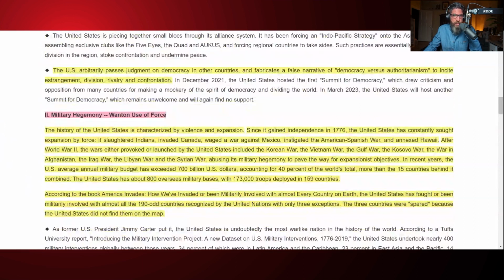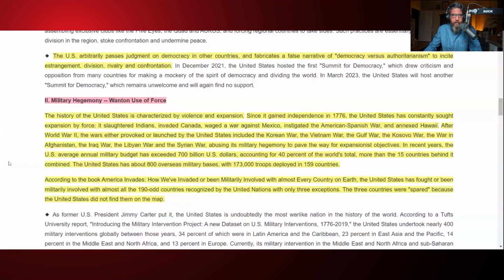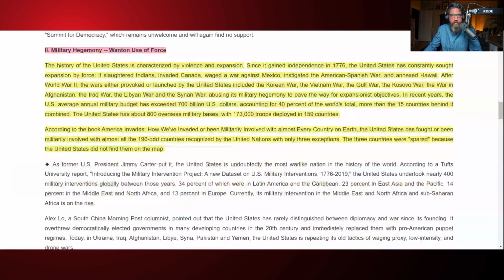Now we go to the military hegemony. The history of the United States is characterized by violence and expansion. Since it gained independence in 1776, the United States has constantly sought expansion by force. It slaughtered Indians, invaded Canada, waged a war against Mexico, instigated the American-Spanish War, and annexed Hawaii. After World War II, the wars either provoked or launched by the United States included the Korean War, the Vietnam War, the Gulf War, the Kosovo War, the war in Afghanistan, the Iraq War, the Libyan War, and the Syrian War, abusing its military hegemony to pave the way for expansionist objectives.